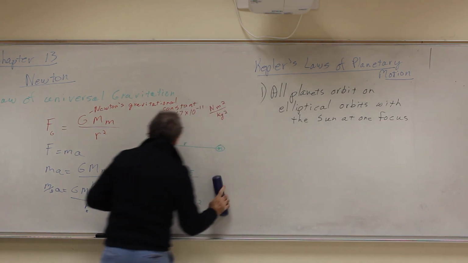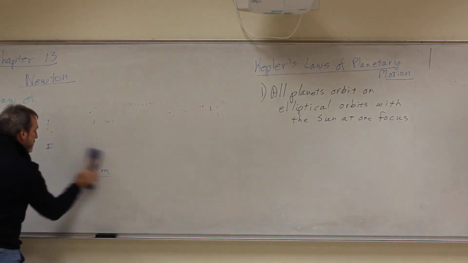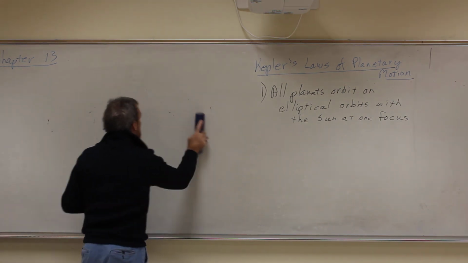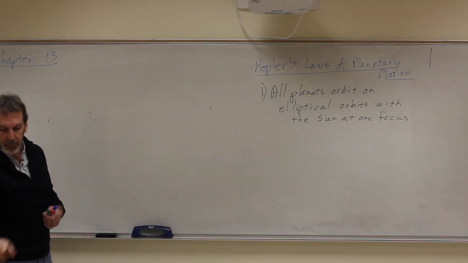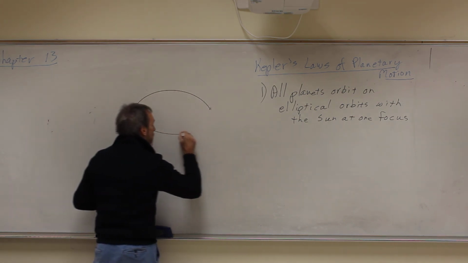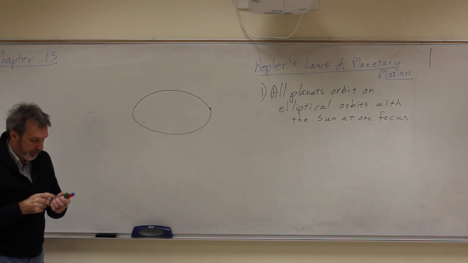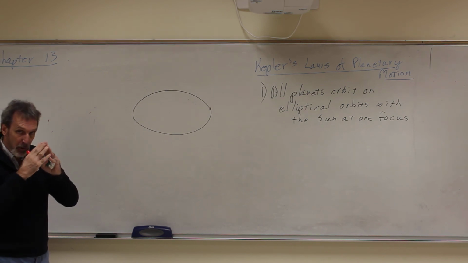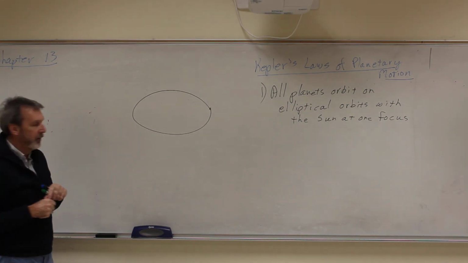All right, so let's talk about ellipses. This is an ellipse. Remember, an ellipse is just an oval, or in technical terms, from a mathematic perspective, an ellipse is part of what they call a conic section. If you have a cone and you cut it at an angle, you can create an ellipse.